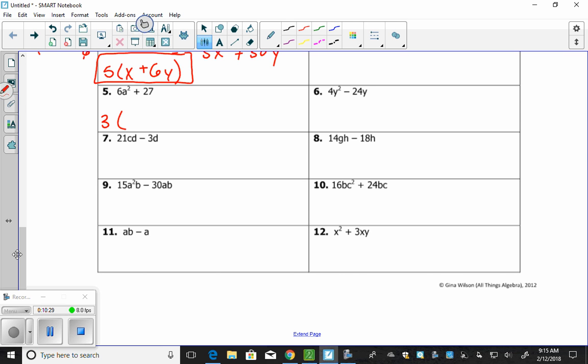Shauna, what's 6a squared divided by 3? And pay attention. You shouldn't be talking to Giovanni. Okay, 6a squared divided by 3 is going to be 2a squared. Okay, what's 27 divided by 3? 9.